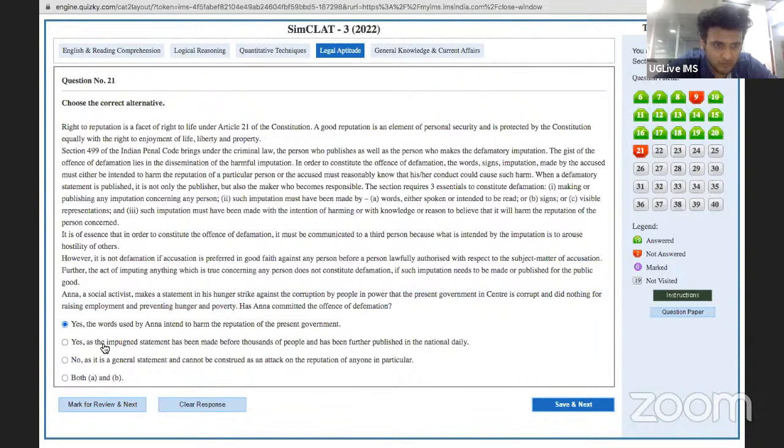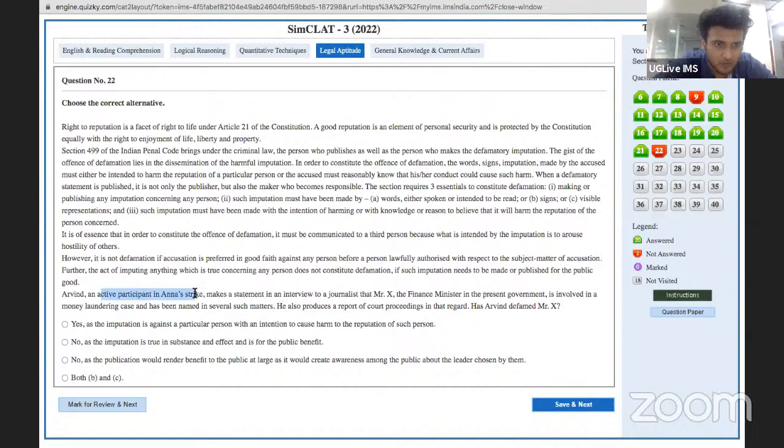Committed the offense of defamation, general statement है भाई. Arvind, an active participant, makes a statement that X is involved in a money laundering case, and he also produces a report of court in that regard. Has the intention, no, the imputation is true in substance and if it is of public benefit.